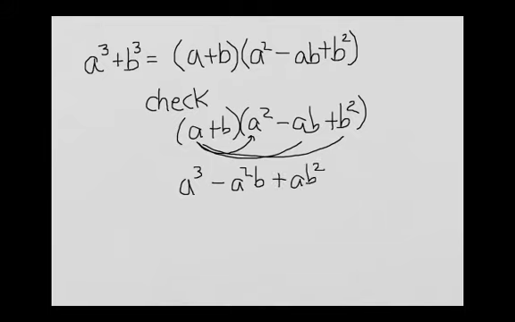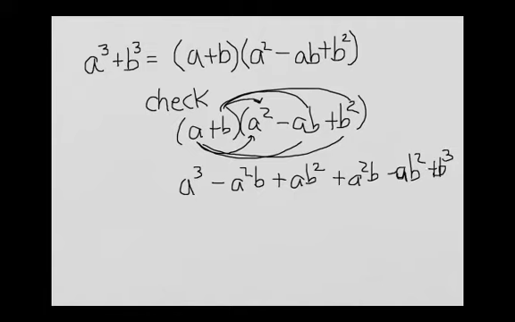And now we'll distribute the B to all of the terms in the trinomial. So we get B times A squared, which is A squared B, and then B times minus AB, which is minus AB squared, and then the last term gives us plus B cubed.